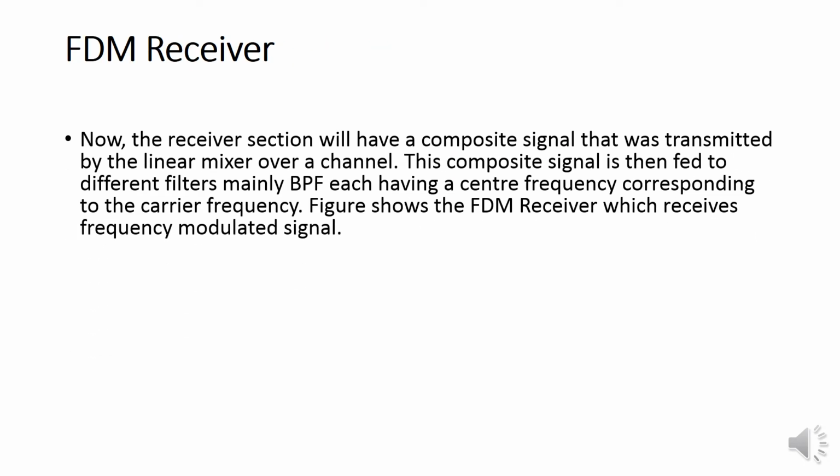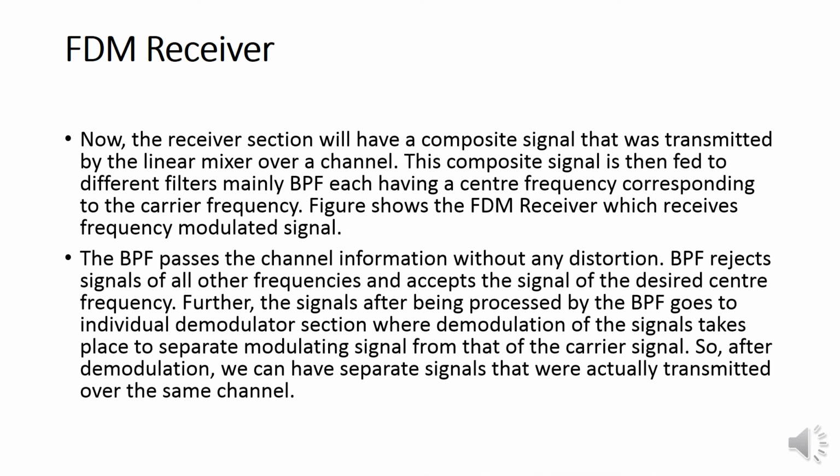Then the FDM receiver. In the receiver section, the composite signal transmitted by the linear mixer over the channel is fed into different filters, which are mainly bandpass filters. Each of the filters has a frequency corresponding to the carrier frequency. The figure shows the FDM receiver, which receives the frequency modulated signals. The bandpass filter passes the channel information without any distortion. It rejects all other frequencies and accepts the signal of the desired center frequency.